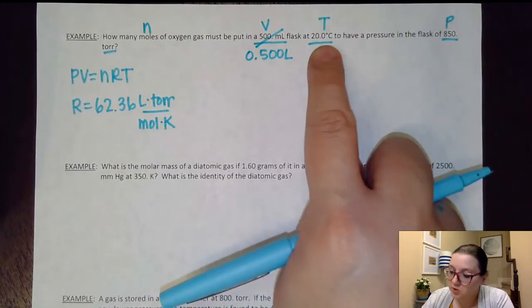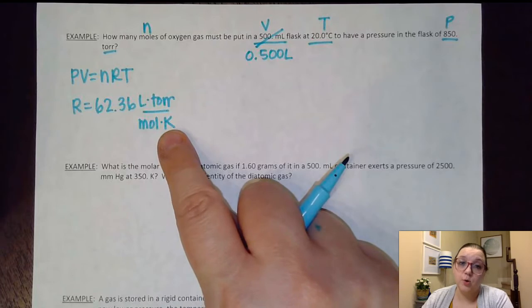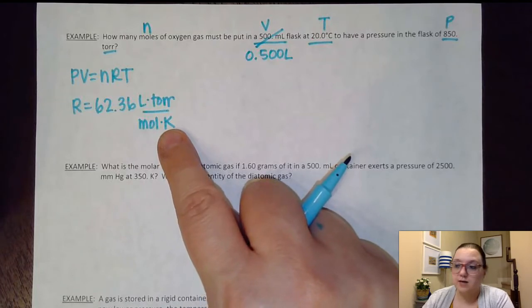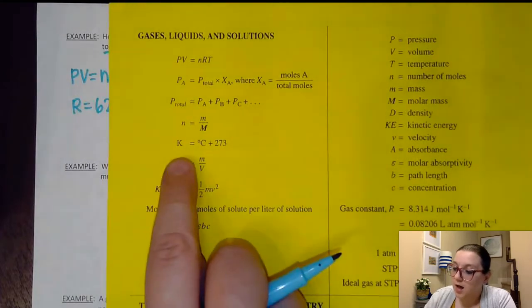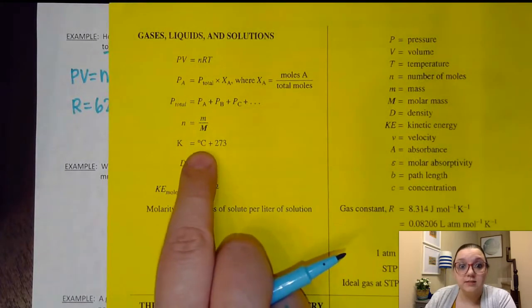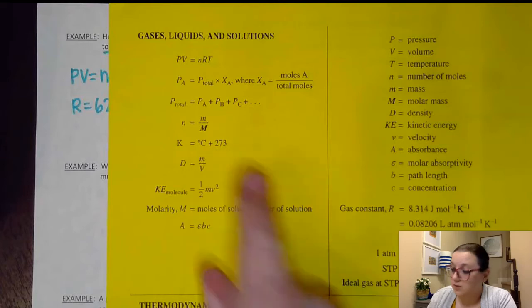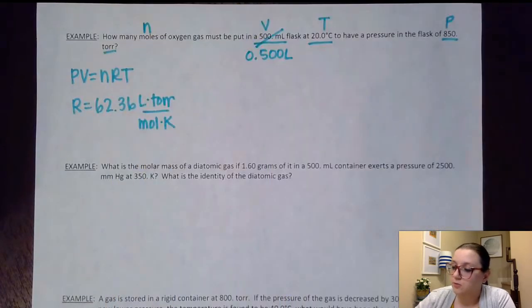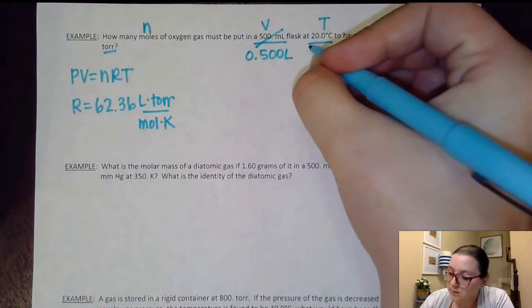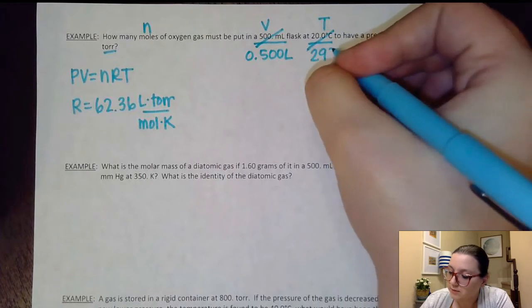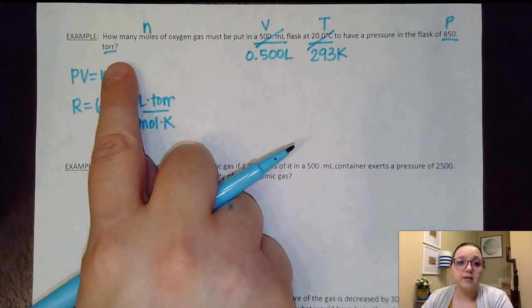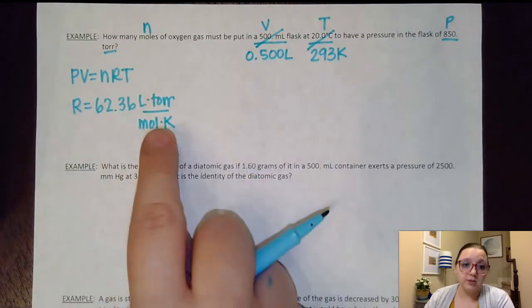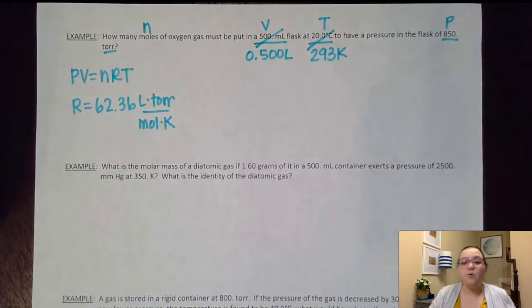Now for temperature, I need all temperatures to always be in Kelvin whenever I do a gas law problem. Conveniently, on my formula chart I have that Kelvin equals degrees Celsius plus 273. So if I add 273 to 20, that gets me to 293 Kelvin. And we already made sure that the pressure matched up and moles would match up with what I'm trying to solve. So now I'm ready to plug everything into my equation.